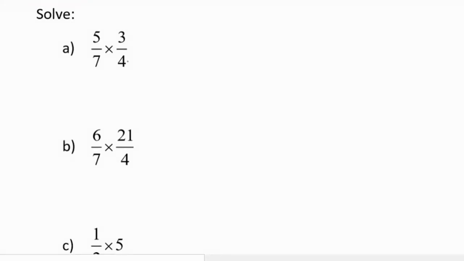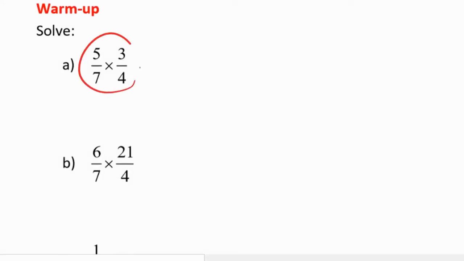So we learned how to multiply fractions. Do you remember how to do this? We can simply multiply the top numbers and bottom numbers together. So 5 times 3, that is 15. 7 times 4, that is 28. So the answer is 15 over 28.